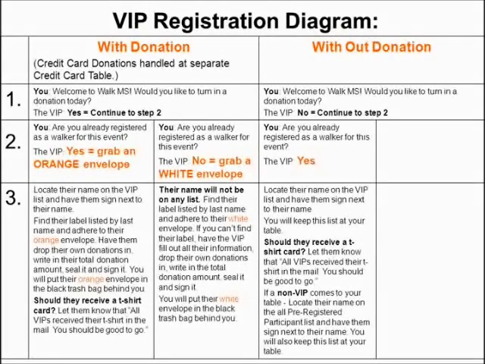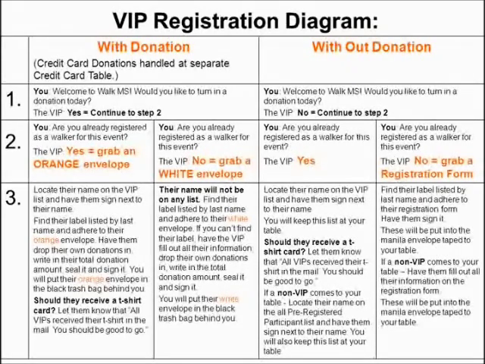Lastly, a VIP doesn't want to turn in money and they are not registered, so you would grab a registration form. Find their label listed by last name with their information from last year and adhere it to their registration form. Have them sign it. These will be put into the manila envelope taped to your table. If a non-VIP comes to your table and they're not registered yet, have them fill out all their information on the registration form. And these will be put in the manila envelope taped to your table, just the same as before.